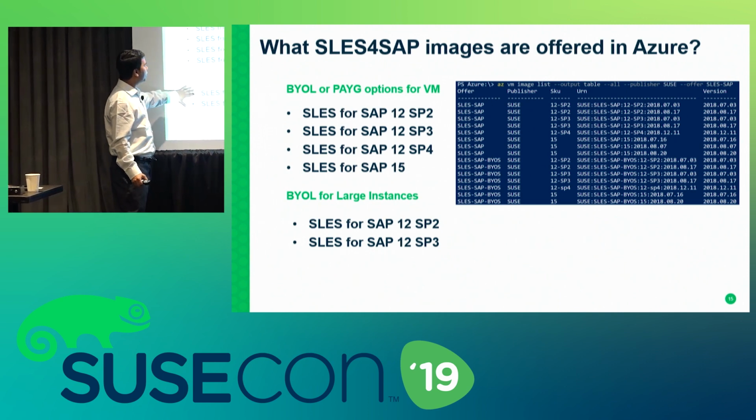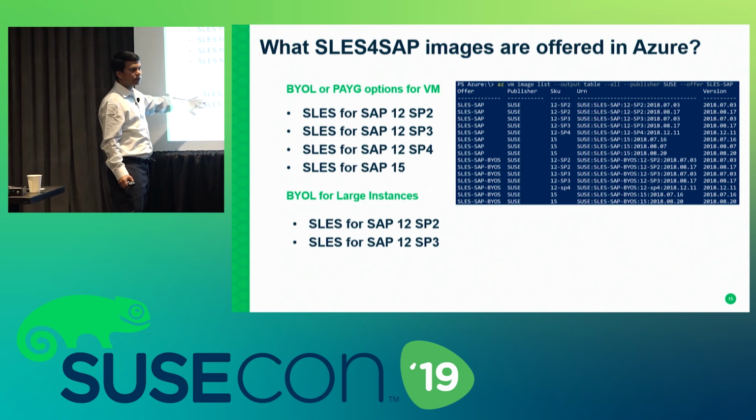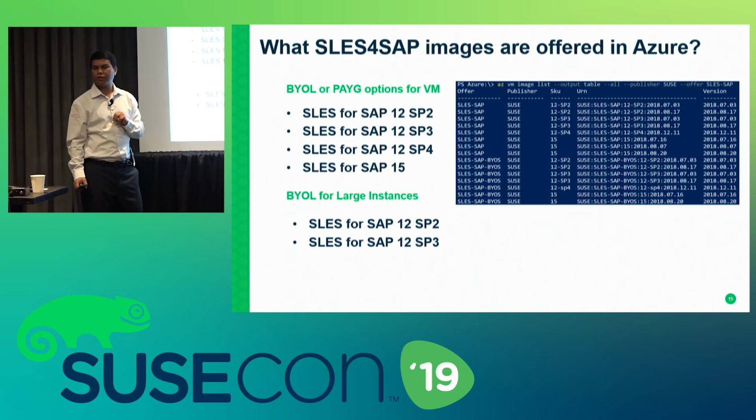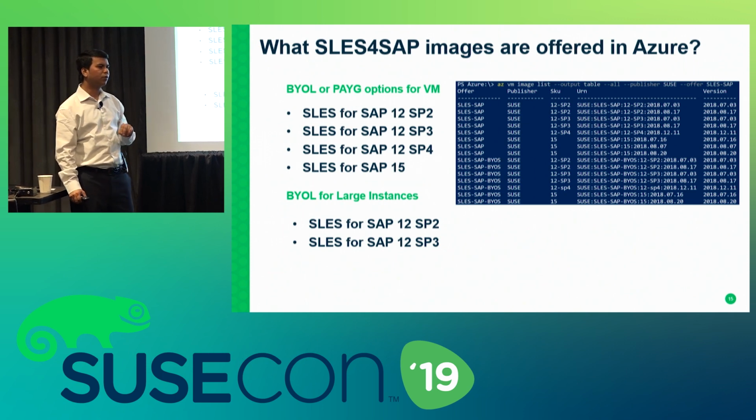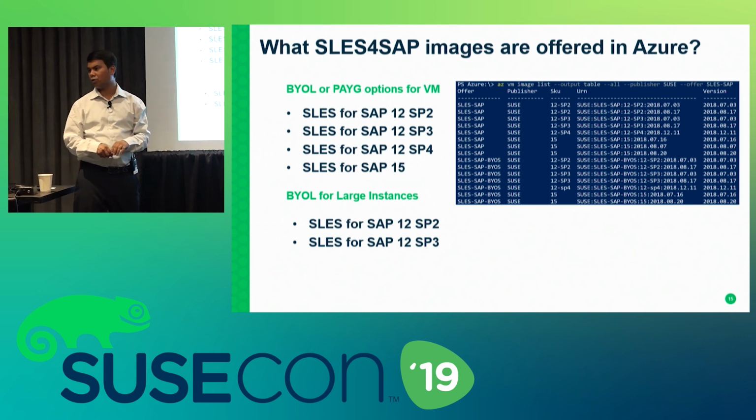And then you also have bring your own license for HANA large instances. You have only two images right now, SUSE 12 SP2 and SP3. SP4 and 15 should be out soon.